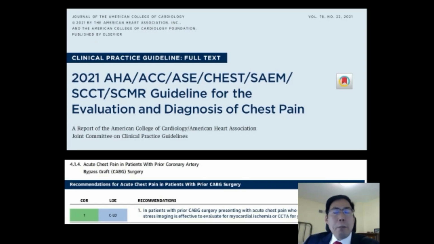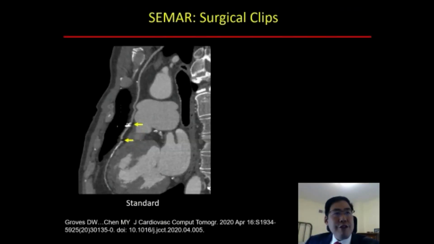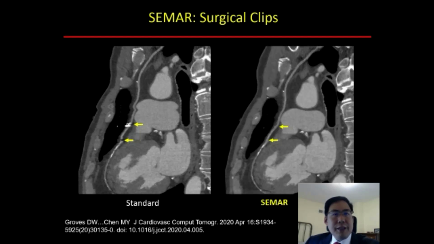Now, to go back to the chest pain guidelines, in patients who have had prior bypass surgery, it's a class 1 indication to use cardiac CT for further evaluation. So CMAR can help with evaluating patients with bypass grafts. So here's an example. Here's a LIMA graft where there are 2 artifacts from the clips. Now, if you apply CMAR technology, now you can confidently exclude any significant stenosis in the graft.